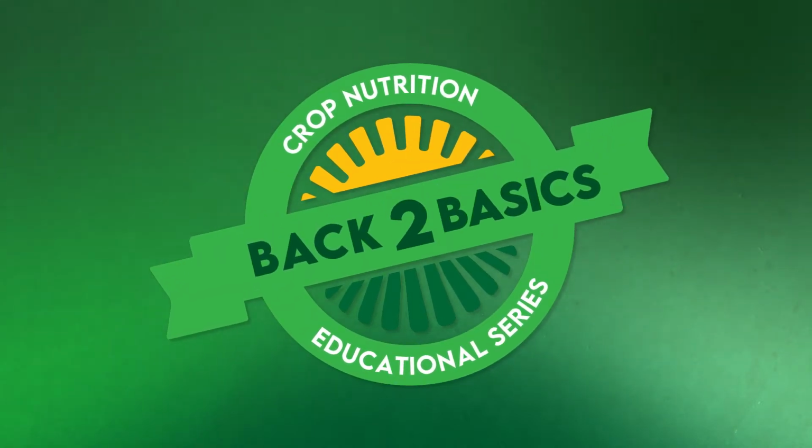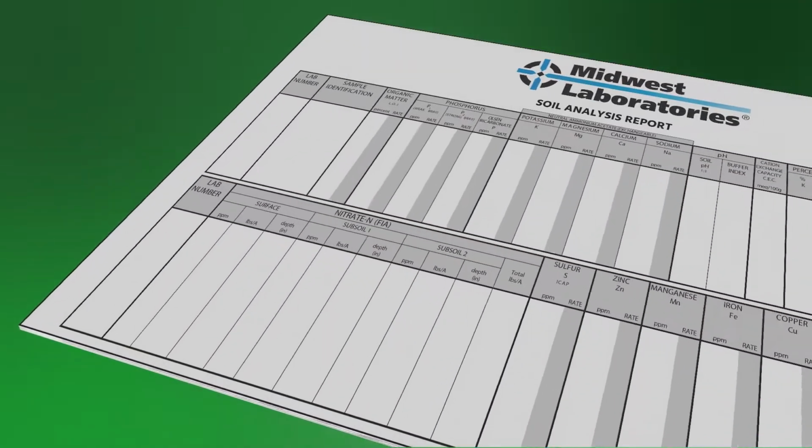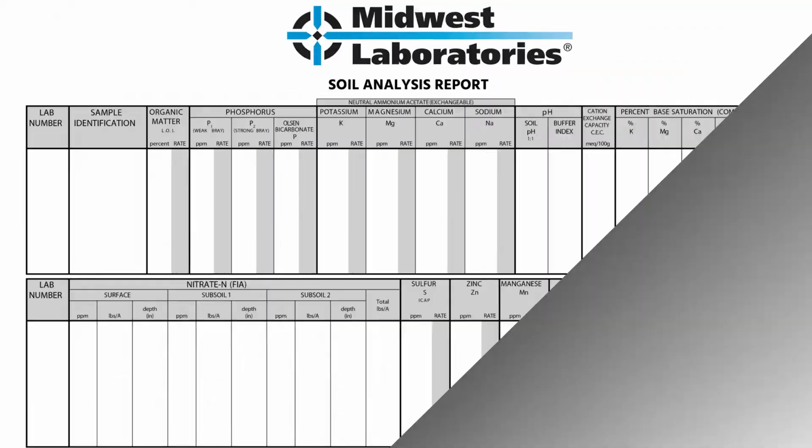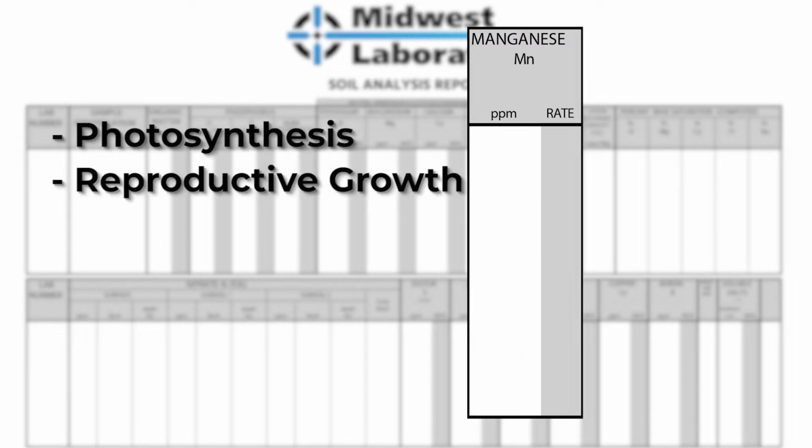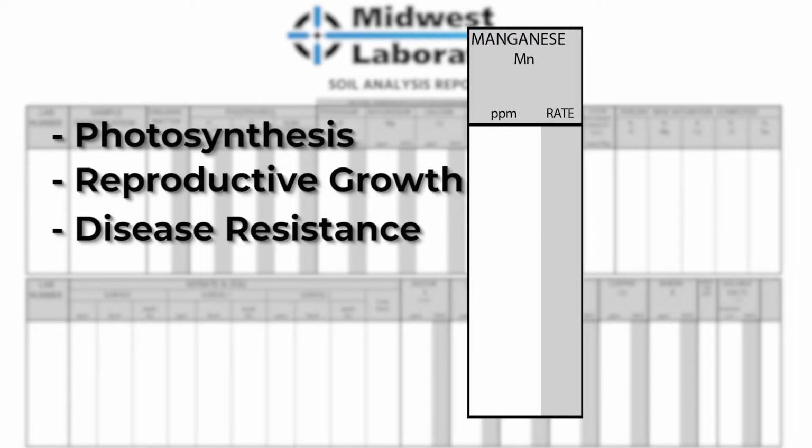Manganese is one of the most important micronutrients and plays numerous roles within plants. Sometimes referred to as the element of life, manganese is essential for photosynthesis, development of reproductive structures, disease resistance, and much more.